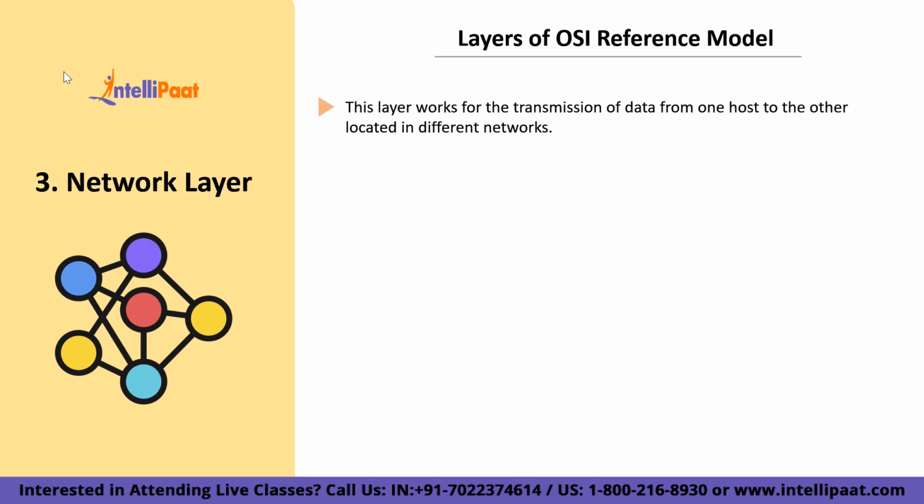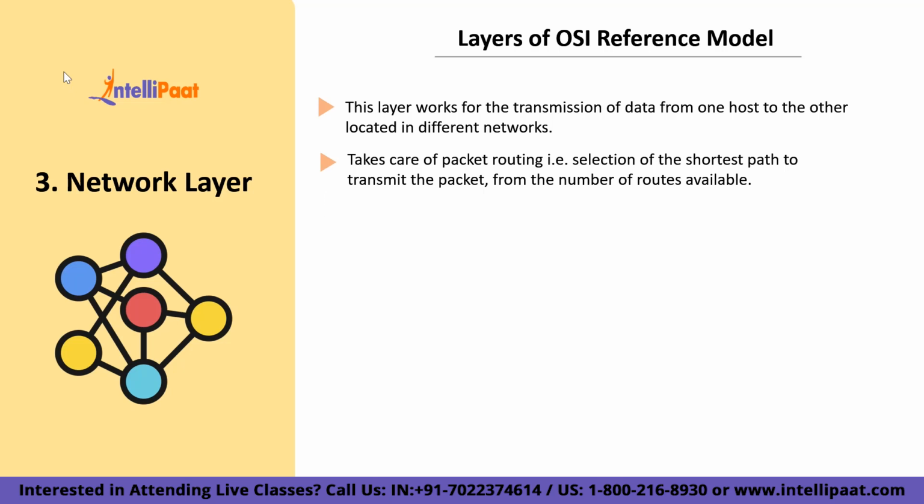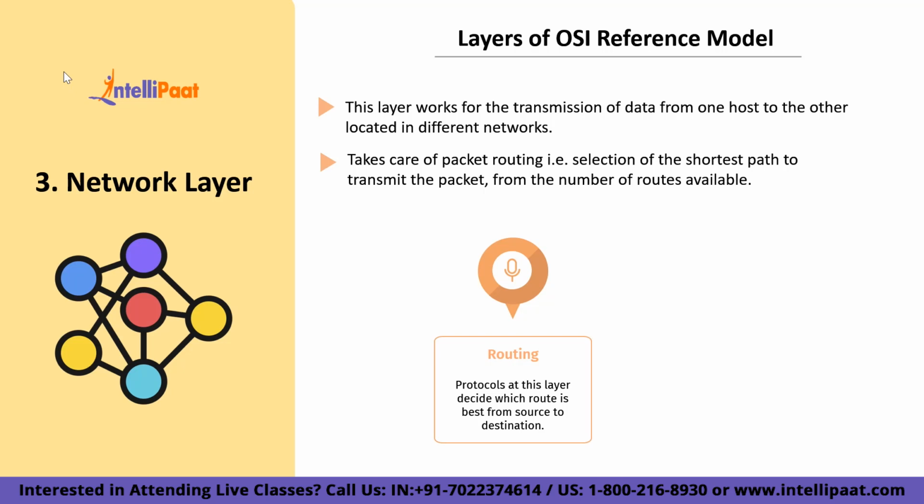The network layer works for the transmission of data from one host to the other located in different networks. It also takes care of packet routing, that is, selection of the shortest path to transmit the packet from the number of routes available. The sender and receiver's IP addresses are placed in the header by the network layer. The functions of network layer are routing and logical addressing. Let's first talk about routing. The network layer protocols determine which route is suitable from source to destination.